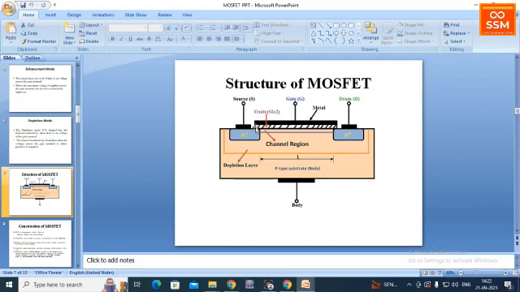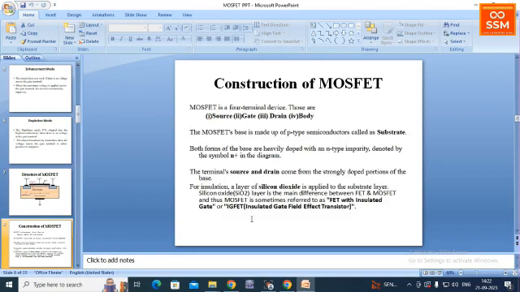In the center part, we deposit an SiO2 layer upon the base. Above the SiO2 layer, we deposit a polysilicon layer, and from that, metal is deposited and we take the gate terminal. So totally there are three terminals: source, gate, and drain. This was the construction of the MOSFET.